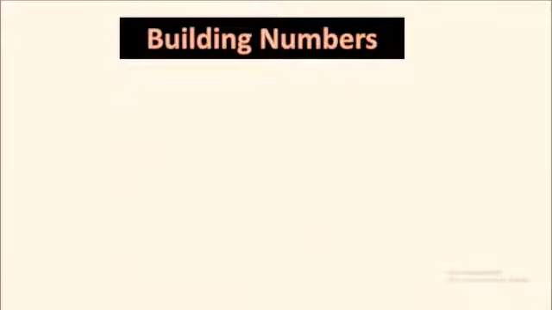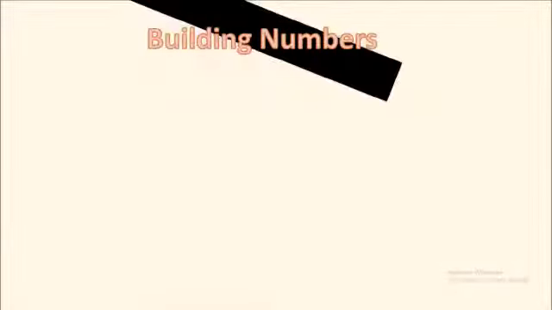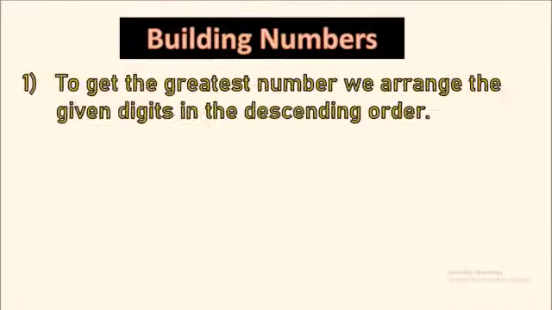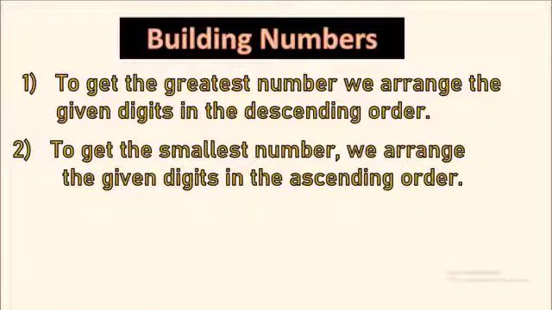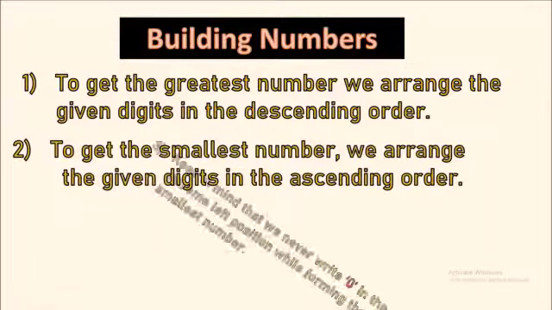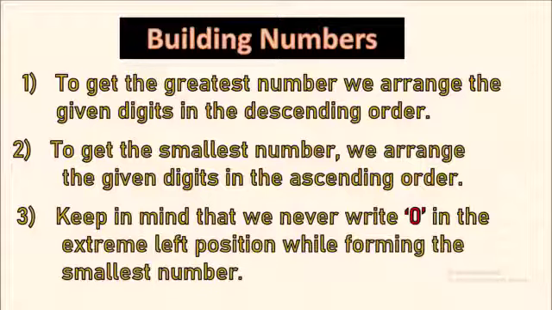Let's go for the next topic now, that is building numbers. We already know how to build numbers. We are just going to build bigger numbers here. The first thing we need to recall is, to get the greatest number, we arrange the digits in the descending order, and to get the smallest number, we arrange the given digits in the ascending order. And one thing we need to keep in mind, that we never write 0 in the extreme left position while forming the smallest number.